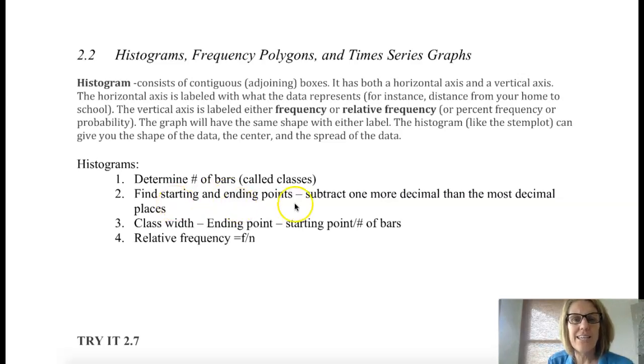The easiest way to do this is to look at all our data and say how many decimals. If it's just a whole number, then we go one decimal place. If there's one decimal point, then we go 2 decimal places. And I'll show you what I mean in this example here. Once we have our starting and ending points, we find our class width, or the width of each bar, by taking the ending point minus the starting point and dividing it by the number of bars that we have. And then to get our frequency, we just count how many data points fall in that group. And then to get our relative frequency, we divide each one of those by our sample size. So let's look at an example here.